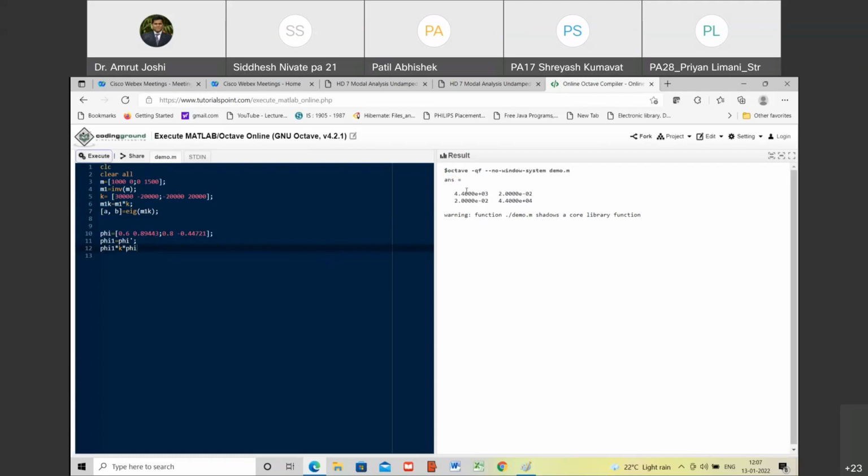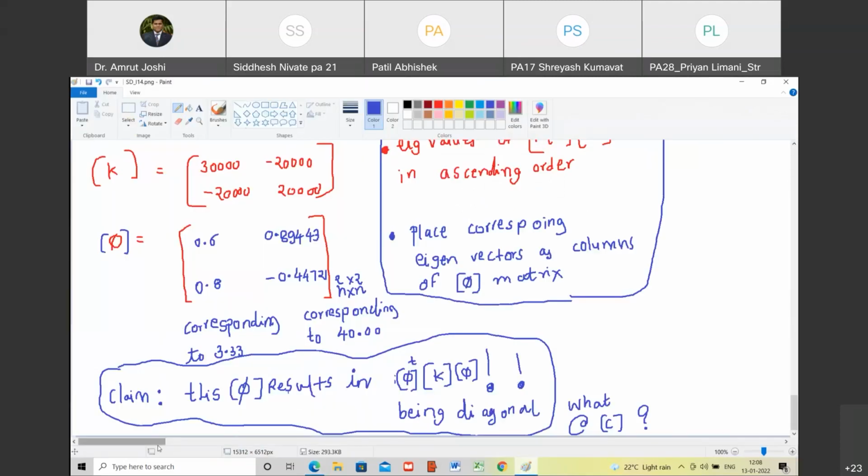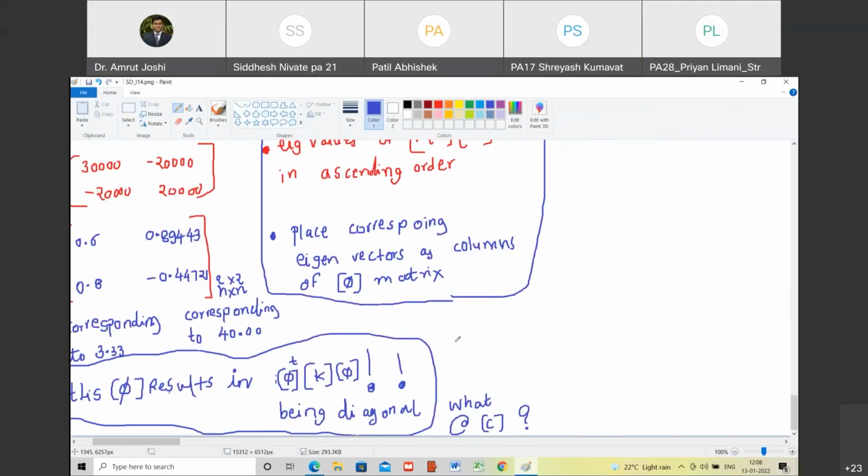So let us have a look at phi transpose k phi. If you look at it, the first element is non-zero, and the second element is 2 into 10 power minus 2. Are you with me? Yes, sir. So it is very close to 0. Because of rounding off of eigenvalues, you have got it as 2 into 10 power minus 2. Otherwise, you would have got 0. Happy? Yes, sir. So I am very sure that these off-diagonal elements are 0, and you have only diagonal elements left. So phi transpose k phi is diagonal. My claim has been addressed. Do you agree with me? Yes, sir. We will accept this claim.